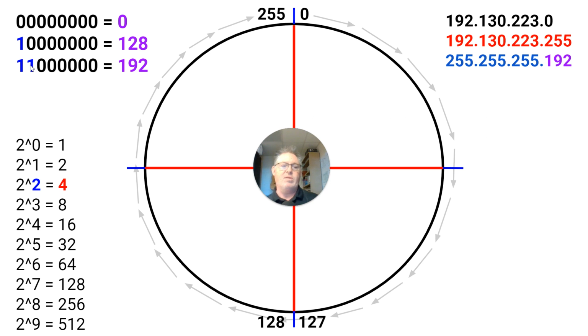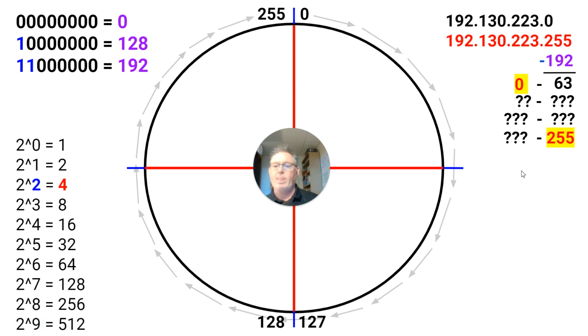So if we convert this to decimal, 192, we apply it over here, we subtract 192 from the broadcast address, that gives us a number of 63. So there are going to be 64, rather, numbers in the network. 0 through 63 is 64 numbers. How many zeros are in the mask? Well, there's 6, and 2 to the 6th power is 64. So that's where all this is coming from.